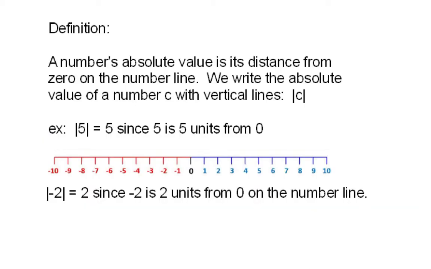So our technical definition of absolute value is that a number's absolute value is its distance from 0 on a number line. And again, we write the absolute value with those vertical lines around a number. We can say the absolute value of 5 is 5, since the number 5 is 5 units away from 0 on the number line. 1, 2, 3, 4, 5. We also could say that the absolute value of negative 2 is positive 2, since negative 2 is 2 units away from 0 on the number line. That absolute value, that distance, is always represented as a positive in mathematics.